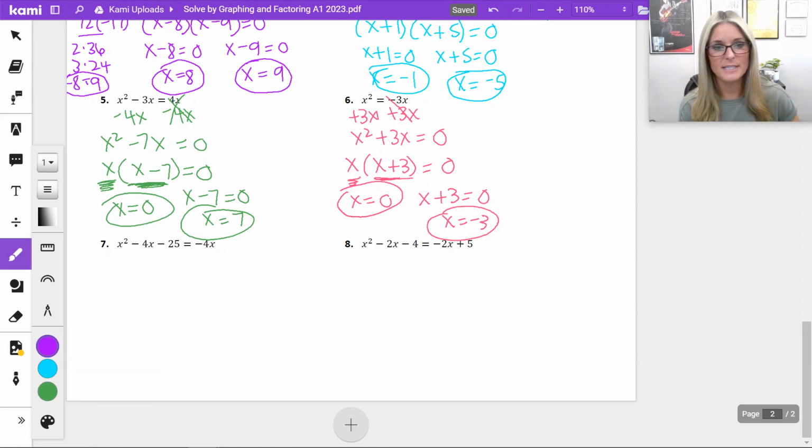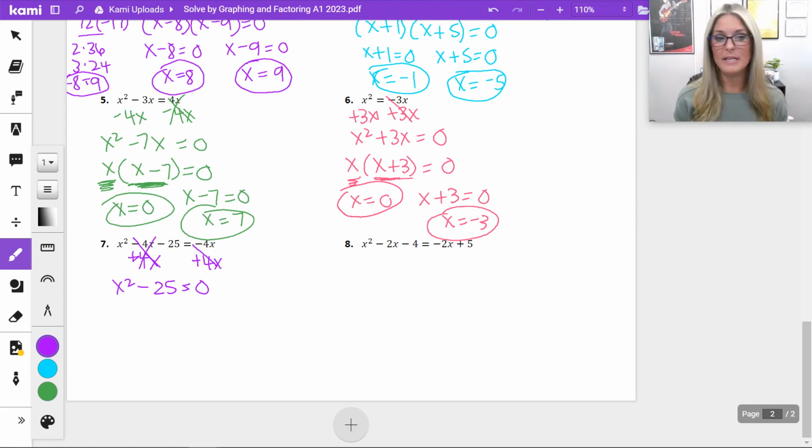Number 7, we would need to add 4x to both sides. Our new polynomial in standard form. Actually, did you notice that the 4's are also canceling on the left side? So I have x squared minus 25 equals 0. This one looks weird as well. Is there a GCF we can work with? No, they don't share x's in common. They also don't share any numerical values in common.